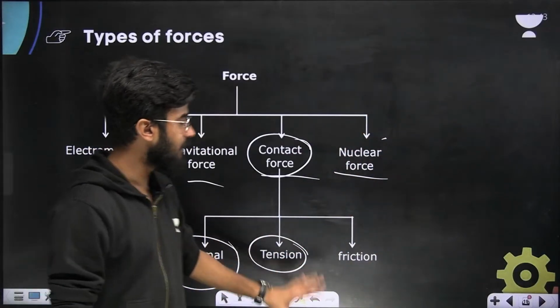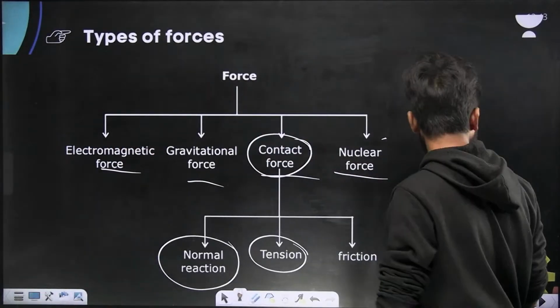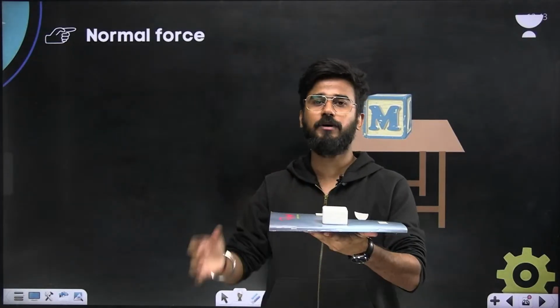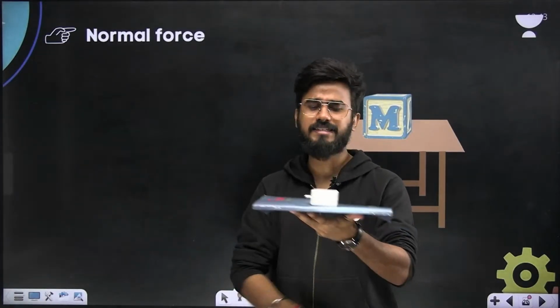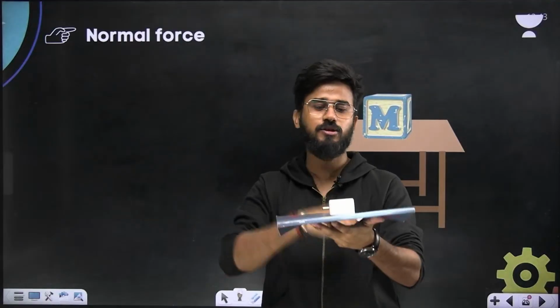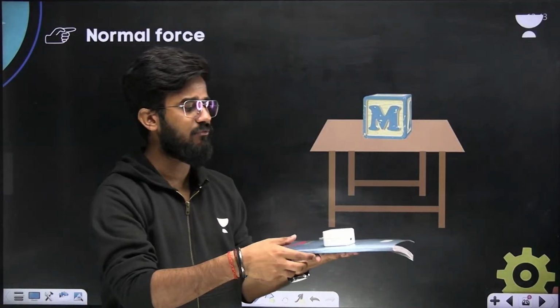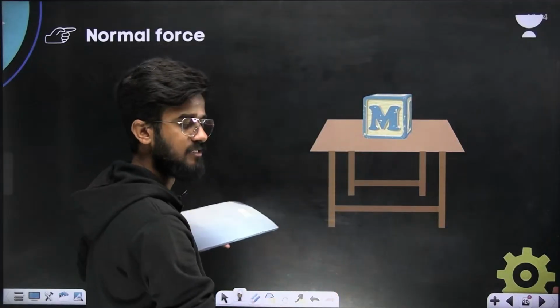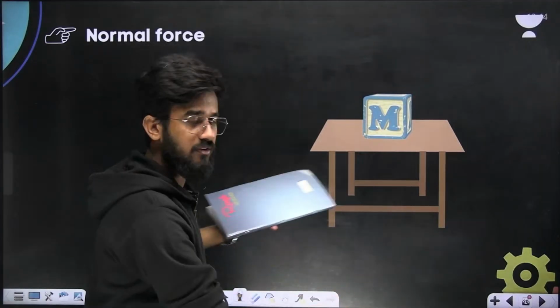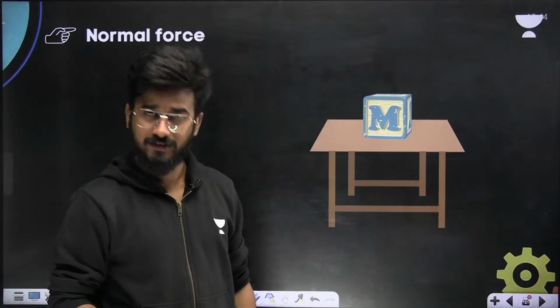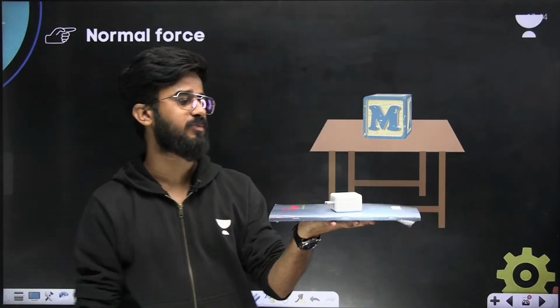Got it? So first of all we'll be starting with the normal reaction. What is normal force? Suppose we have a particular body, like this adapter, kept on a particular surface. This adapter is at rest. Suppose that if we remove the surface, this adapter will go downwards. So why is it stationary at this point?